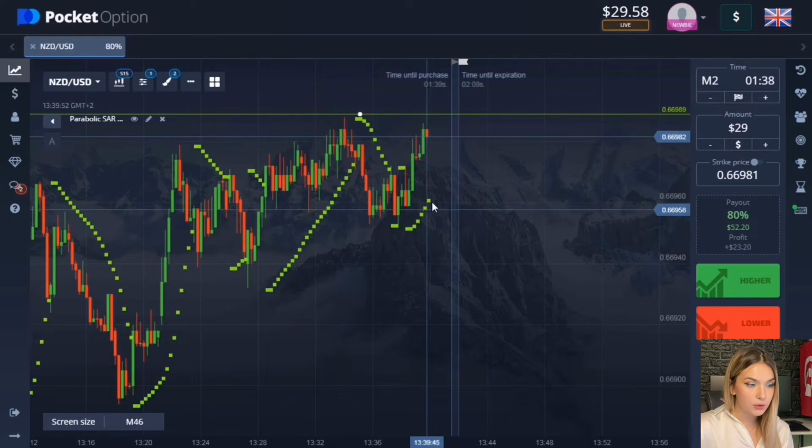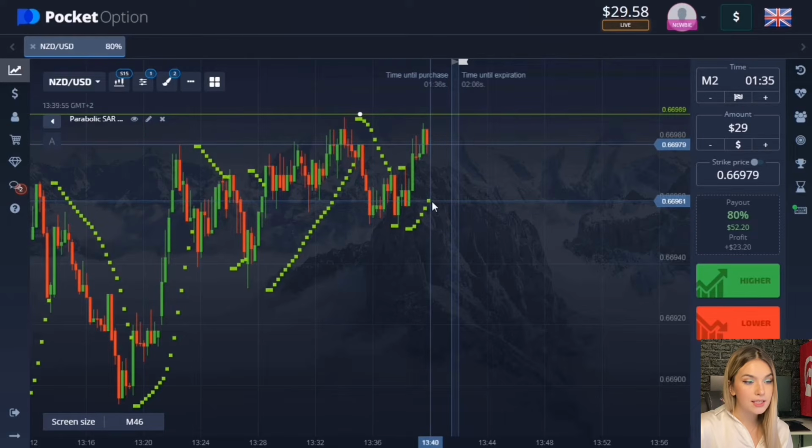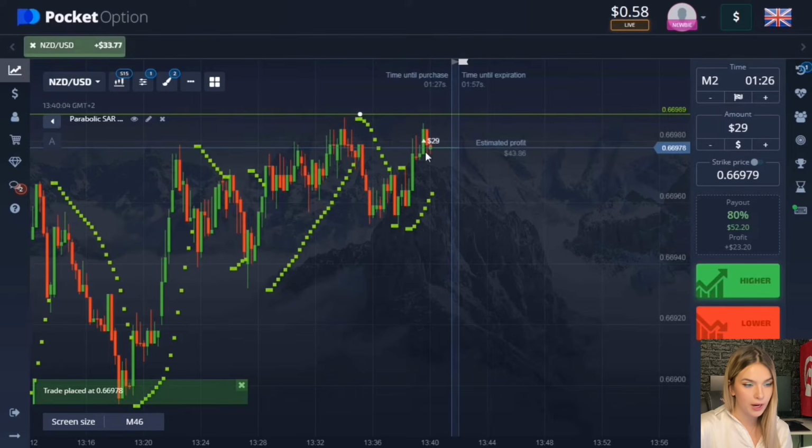I also pay attention to the hint of our indicator. It tells us that an upside movement is expected in the near future. In this situation, I suggest opening a deal for 2 minutes to increase. I think that in the near future this level will be broken and the price will go higher.